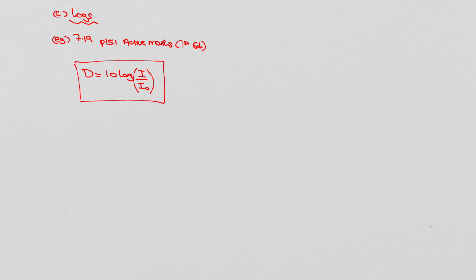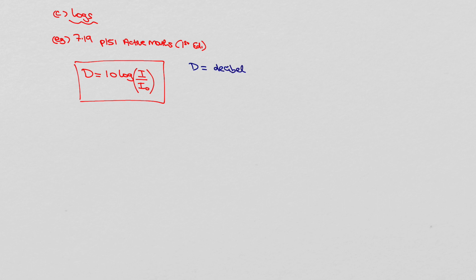So the third type is where we're given an equation which has logs in it. And this equation comes from the old Active Maths book from the first edition, and it was example 7.15 on page 151. So we were given this equation for the decibel scale, which is represented by 10 log I over I0. So again, we don't need to know all of this information off by heart. Instead, it's given to us in the question.